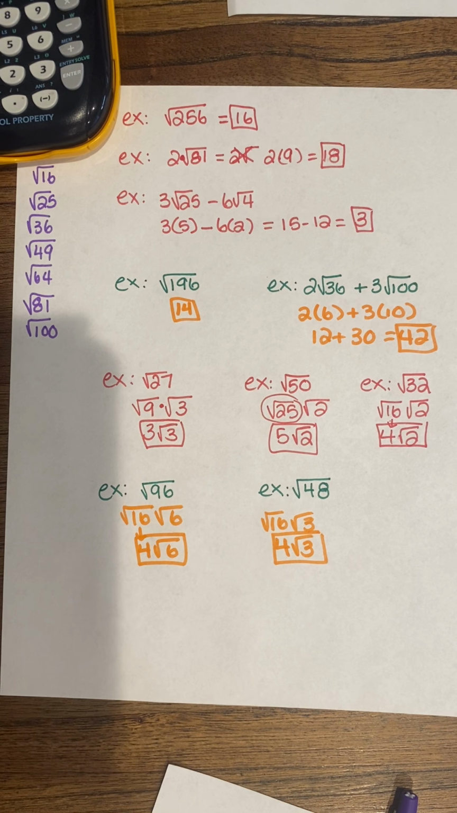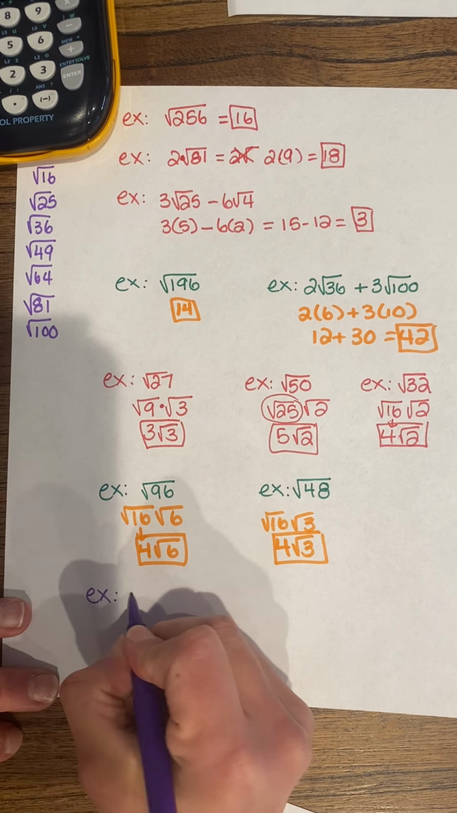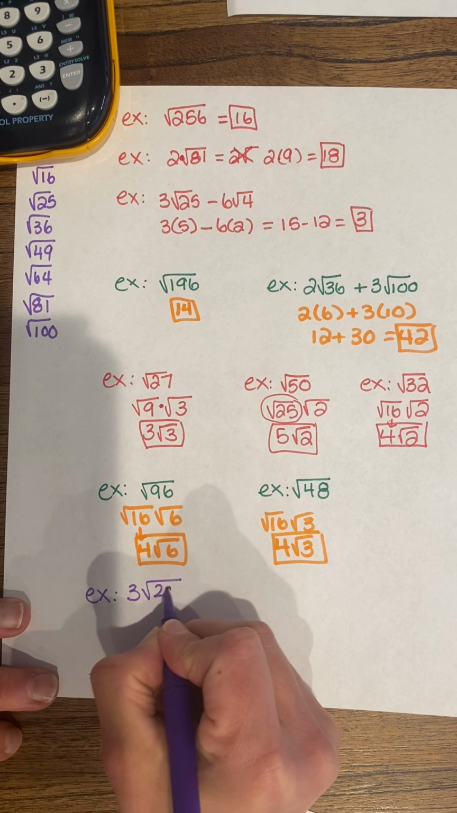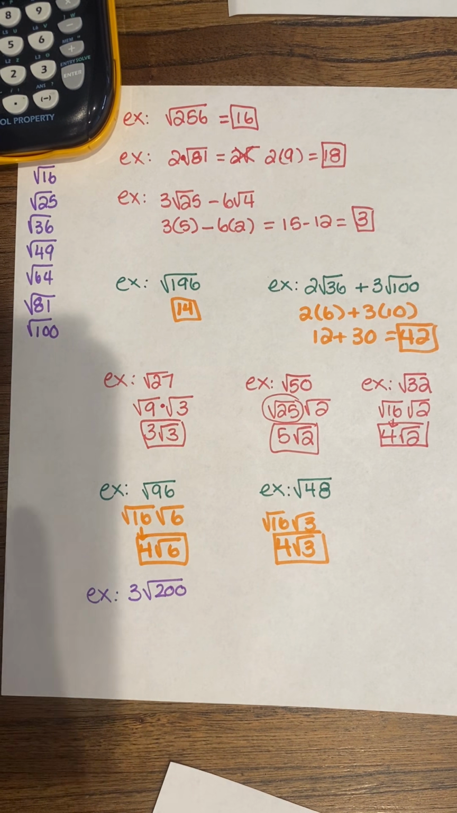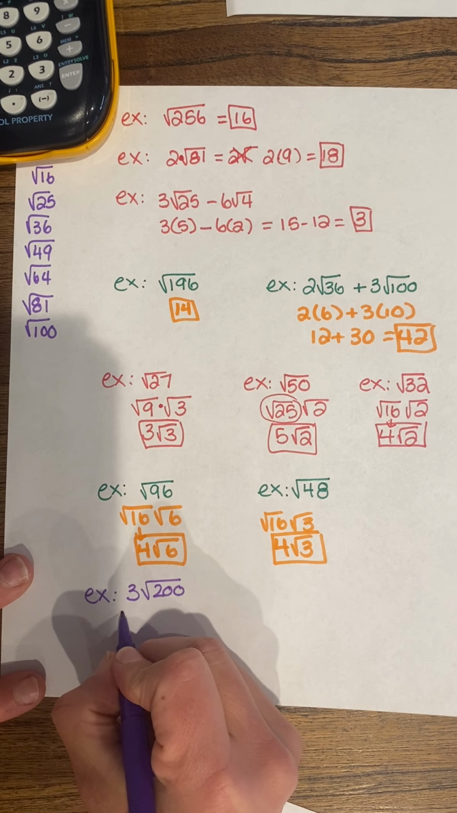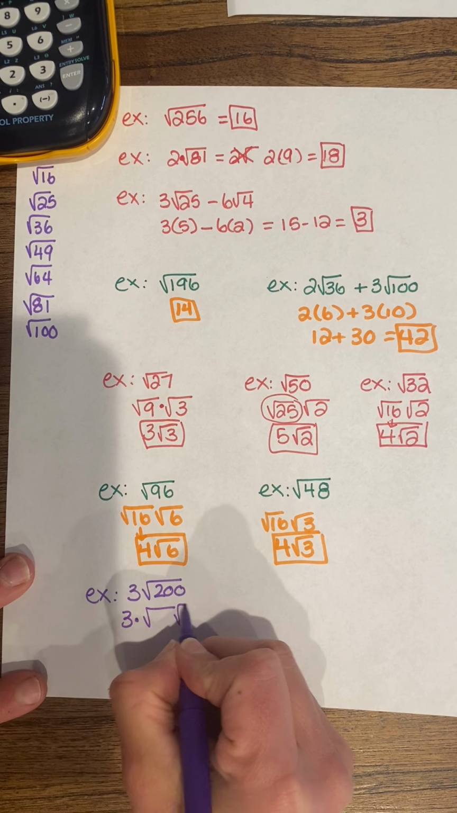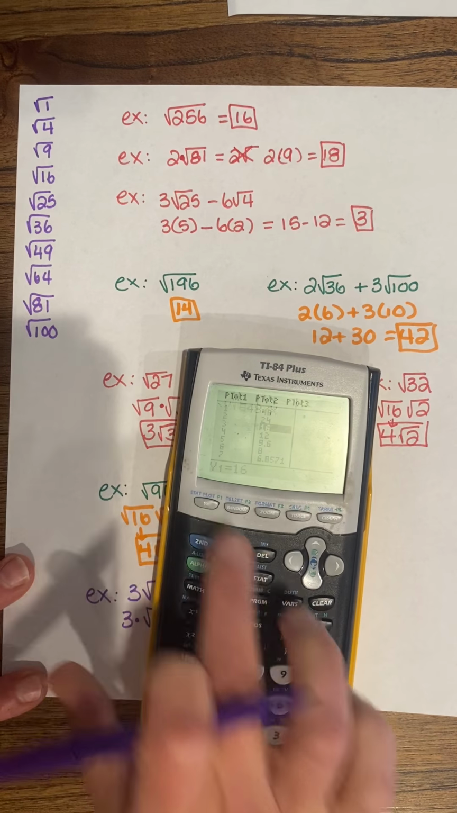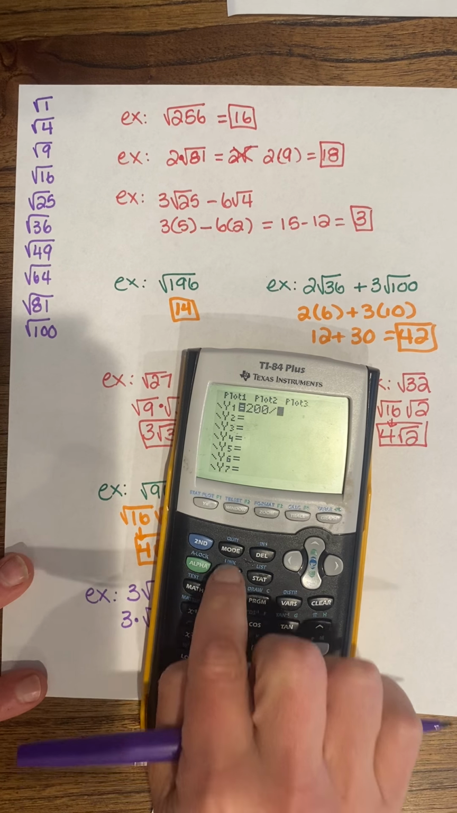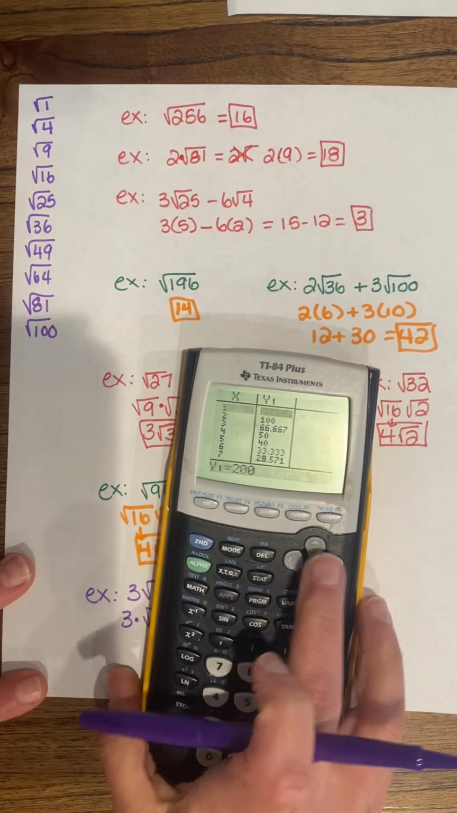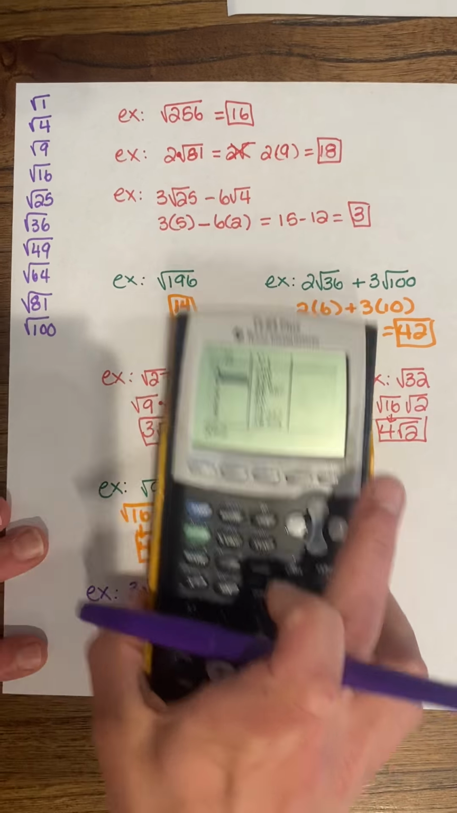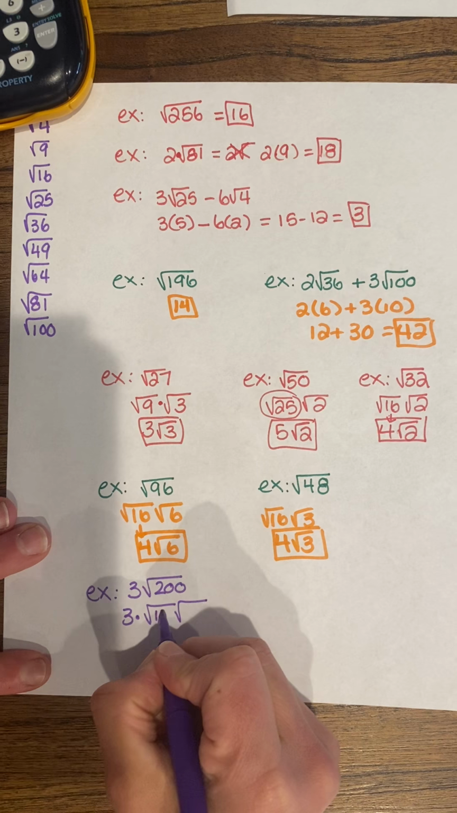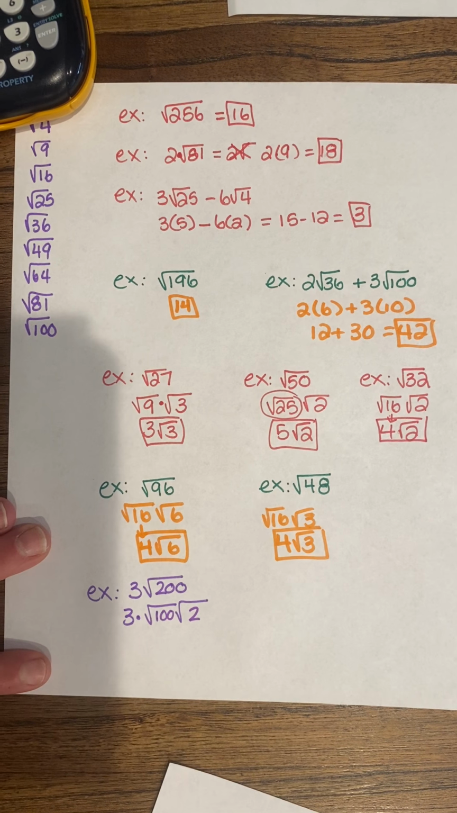One more thing, you could see a number in front. So you see here, I have a 3 here and a rad 200. If you see that number in front, don't worry about it. It's just going to keep coming down until the very end. So this 3 comes down. For the 200, I'm looking for my 2 rads. So again, I'm going to do 200 divided by x. I'm going to scroll through the table, not a perfect square. Boom, 100, that's on my list. It's 100 and 2. So I'm going to put 100 in here. I'm going to put 2 in here.